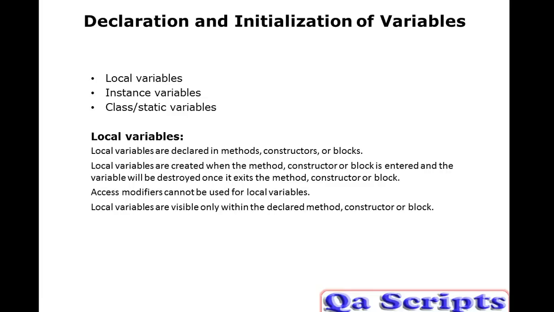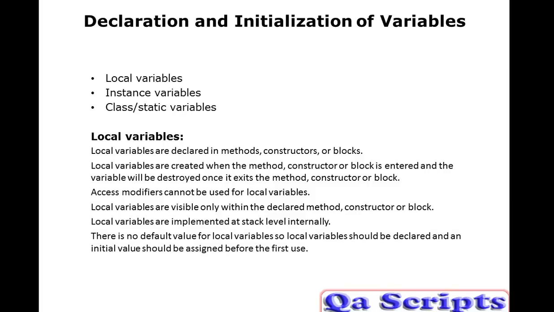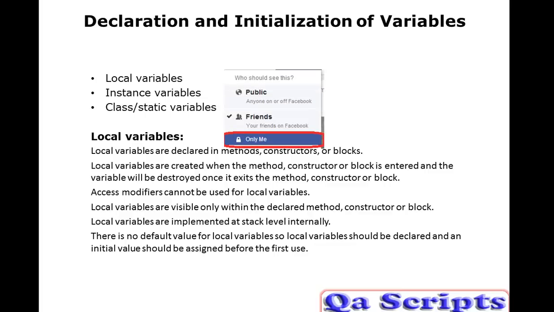Local variables are visible only within the declared method or constructor or block. Local variables are implemented at stack level internally. There is no default value for local variable, so local variables should be declared and an initial value should be assigned before the first use. Let us see what this means.